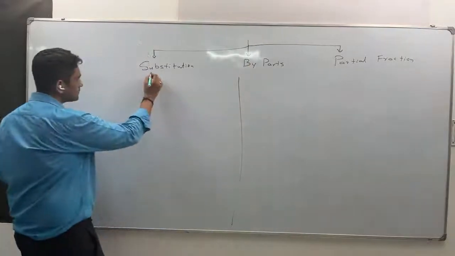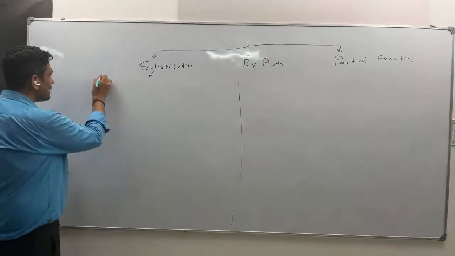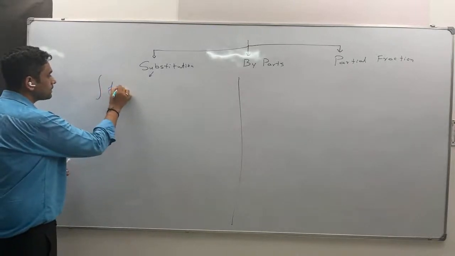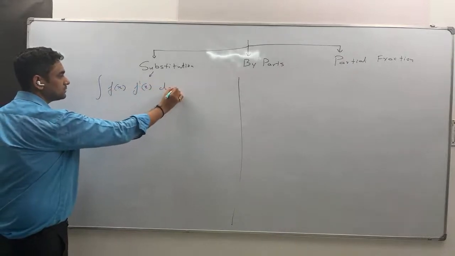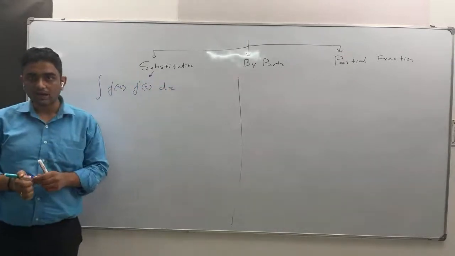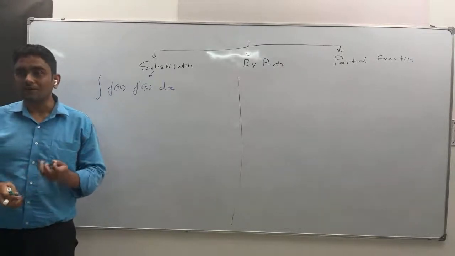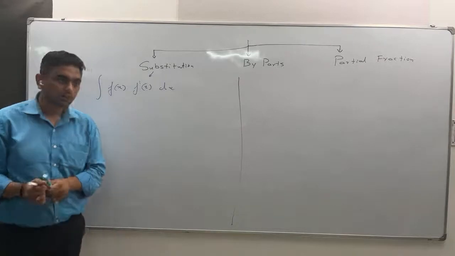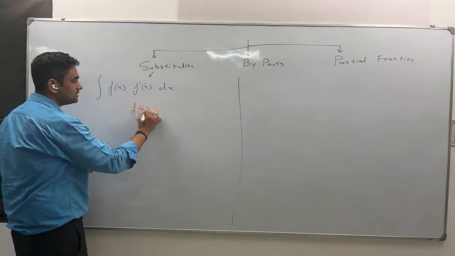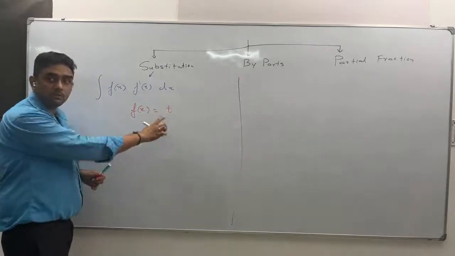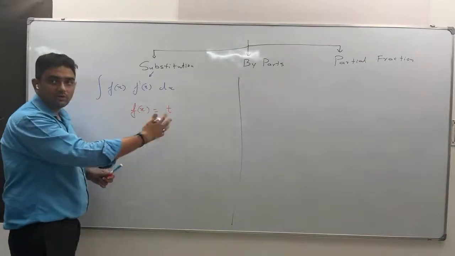So we'll start out with the first one, that is substitution. Where it works, we'll start with the basic example. If you have the integral of f of x into f dash x into dx, then we use substitution. Now what to substitute? Every function can be used as a substitution. Over here, you will take f of x as some variable t. Now remember, it's not a constant, it's a variable. If you take this, now we'll differentiate.